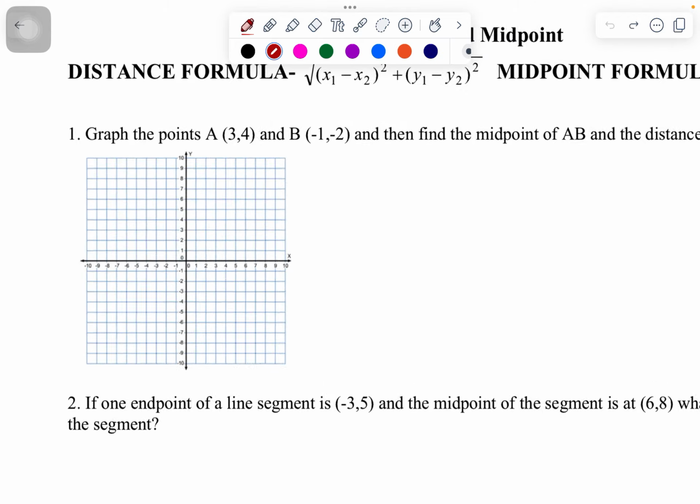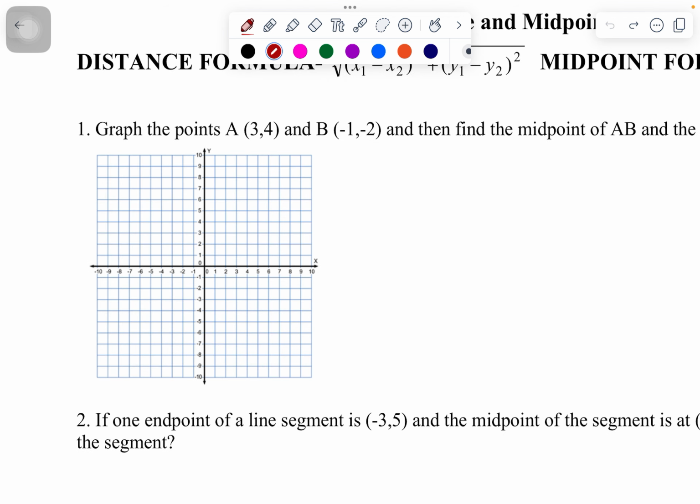Problem number one, first thing I want you to do is to graph the point A, which is (3, 4). So we, of course, are going to start at the origin, positive 3, so 1, 2, 3 to the right, and then positive 4, 1, 2, 3, 4 up. I'll put a little point right there, and I will go ahead and label it point A.